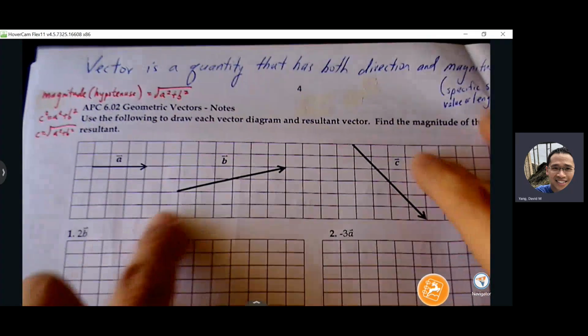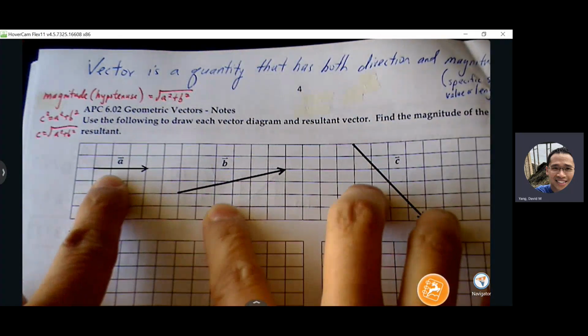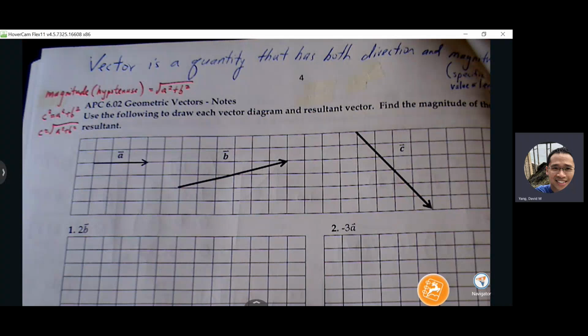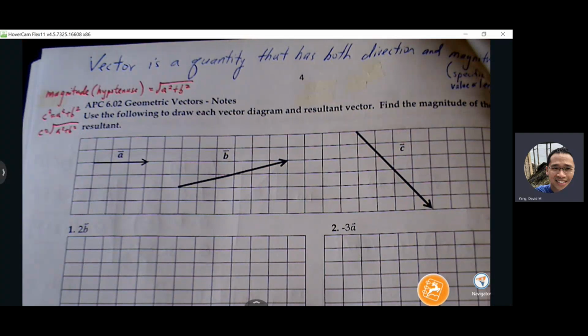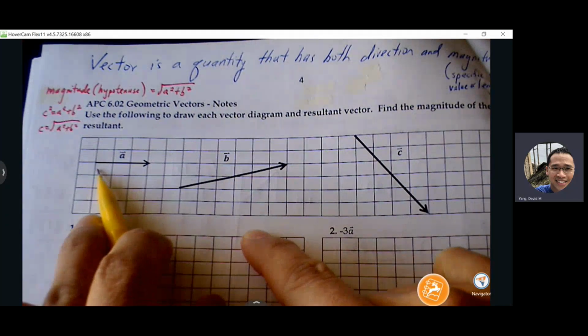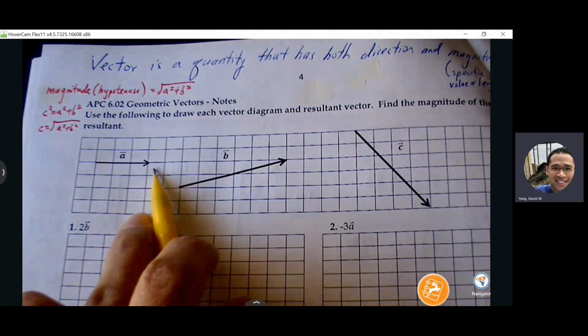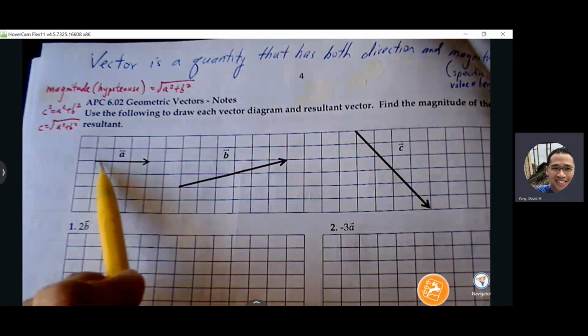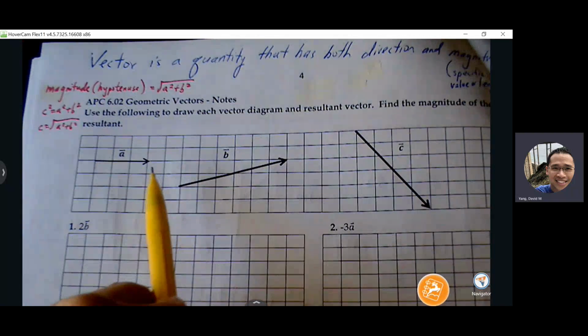So I just want to talk about these three vectors here. You have vector A, vector B, and vector C. We're going to start at the tail and we'll go to the tip. The tail is where the vector starts and the tip is where the vector ends. And I just want us to identify the direction of motion that it's going.